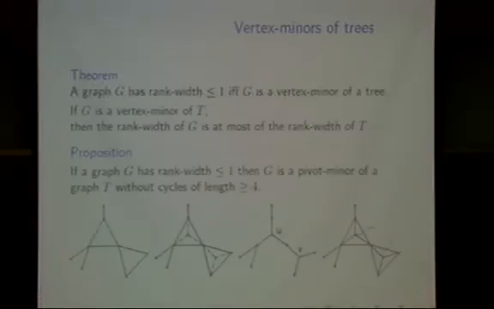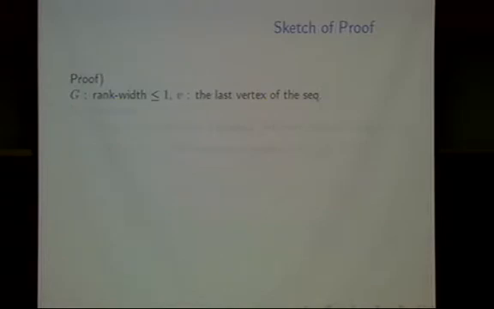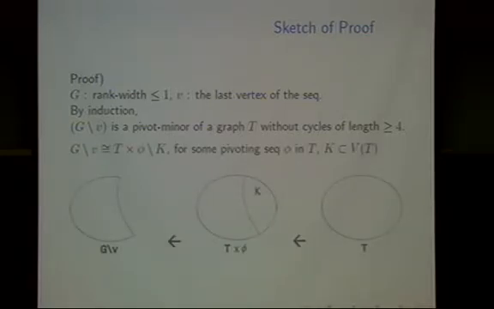We assume that G has rank at most 1. Then by the lemma there is some adding sequence, and with the last vertex V of the sequence, by induction G delete V also has rank at most 1. So there is a graph T without cycles of length 4 such that T has a pivot minor isomorphic to G delete V. So there is some pivoting sequence pi in T and a vertex set K in V(T), such that if you operate pi on T and delete K, then you get a graph isomorphic to G delete V.